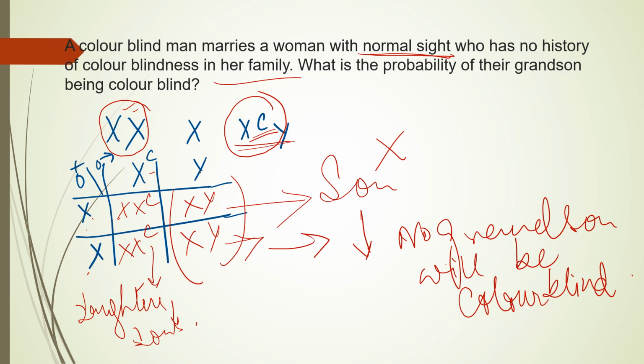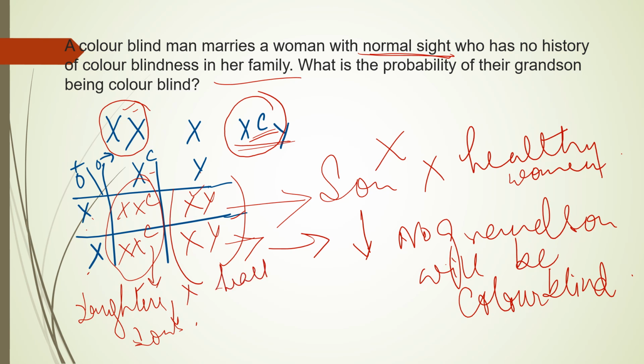If the sons are getting married to healthy women, there are no chances of getting a colorblind grandson because they are not carrying any genes of colorblindness. But daughters are carriers. If they get married to healthy individuals, there are chances of their sons getting color blindness. And if it is a colorblind person, then obviously there are chances of getting colorblind grandsons from the daughter's side, but from the son's side, no chances. So is it clear to you all till now?